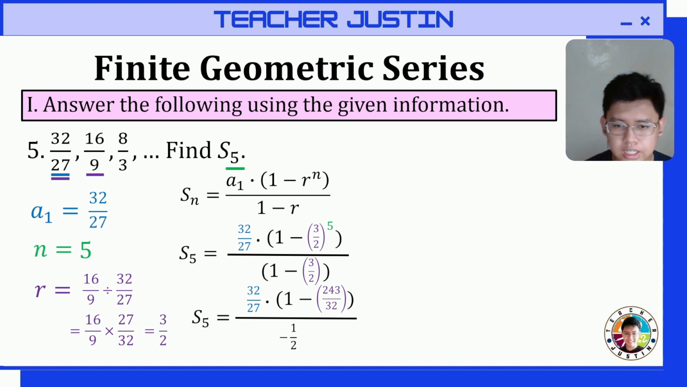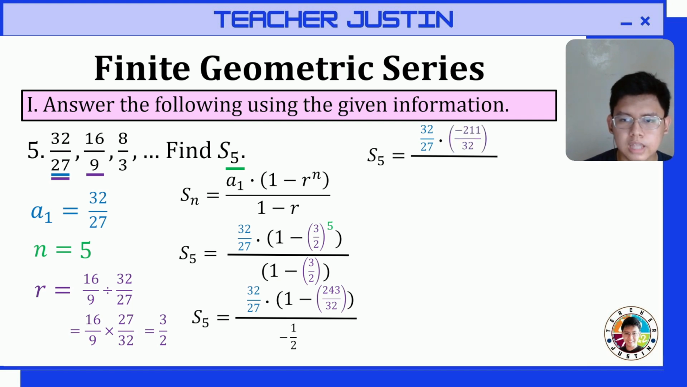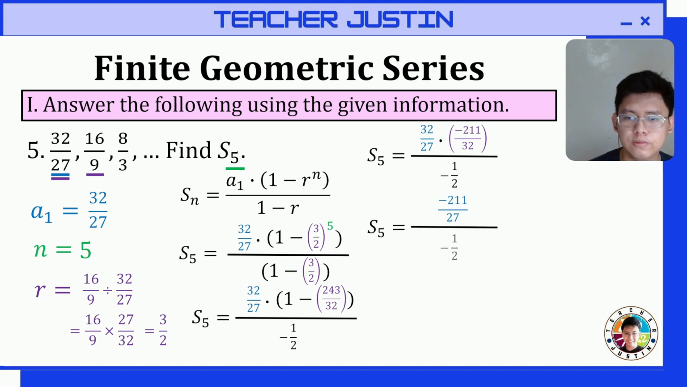Now, let's simplify this further. We have S sub 5 is equal to 32 over 27 times 1 minus 243 over 32. That will be equal to negative 211 over 32. So, all over negative 1/2. Let's multiply the numerator. That will give us negative 211 over 27 all over negative 1/2. Now, let's write it in this form. S sub 5 is equal to negative 211 over 27 divided by negative 1/2.